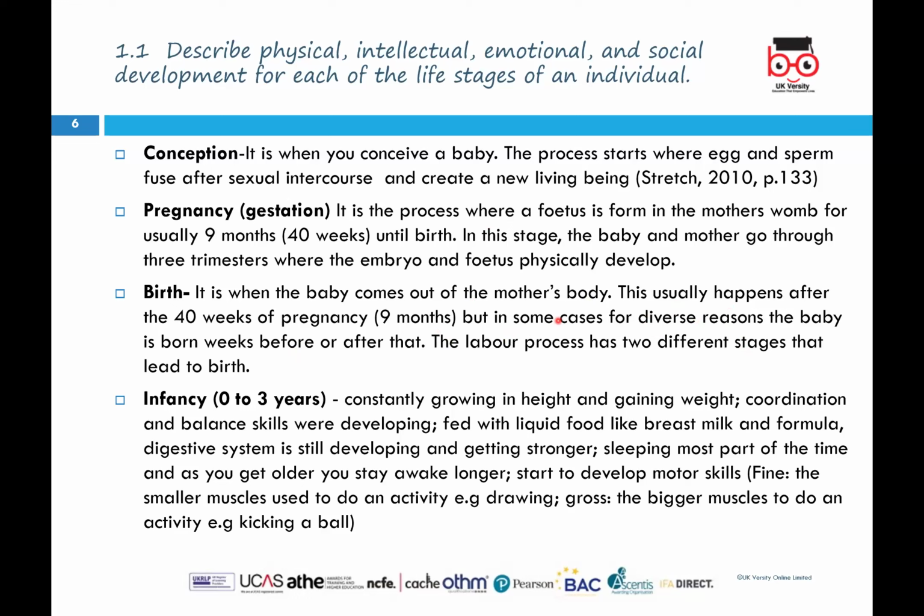The labor process has two different stages that lead to birth, and then you start with infancy, which is actually not 0 to 3 years. It's actually till 1 year. There's constant development, and as infants, when they're less than 1 year old, they're highly dependent on their adults. They start developing, they sleep throughout the night most of the time, if you're lucky. Otherwise some of them stay awake, and they get stronger and tend to become more independent.